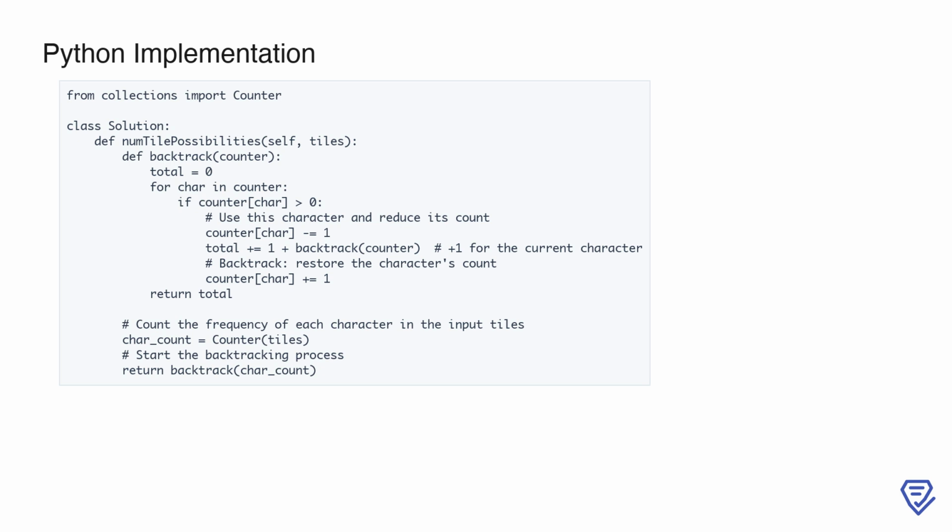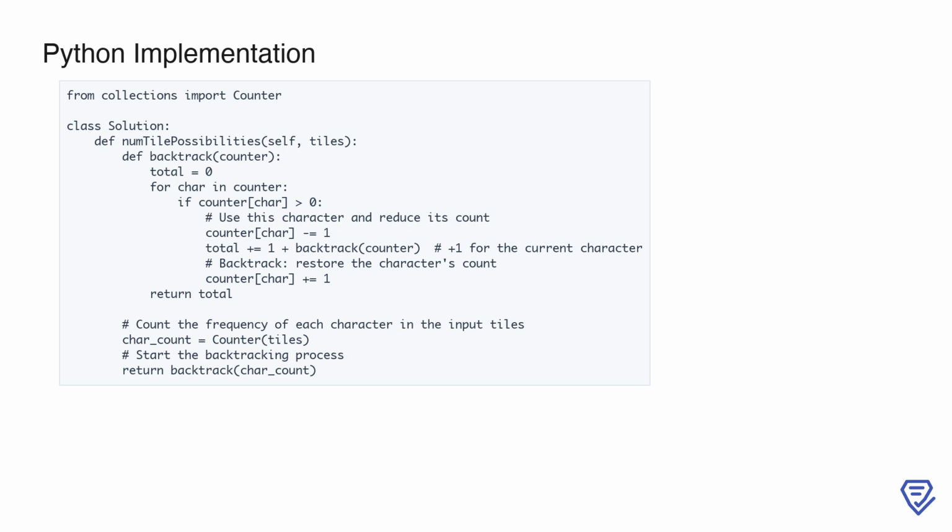Explanation of the code. 1. Imports and initialization. The Counter class from collections is imported to efficiently count the frequency of each character in the input string. The numTilePossibilities function is defined as the main entry point, which takes the input string tiles.